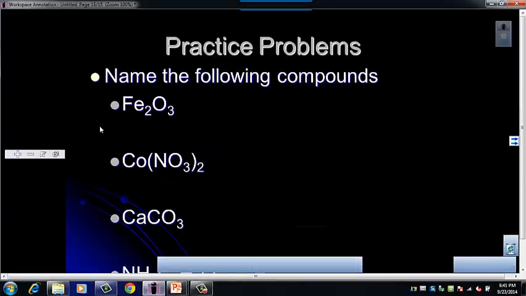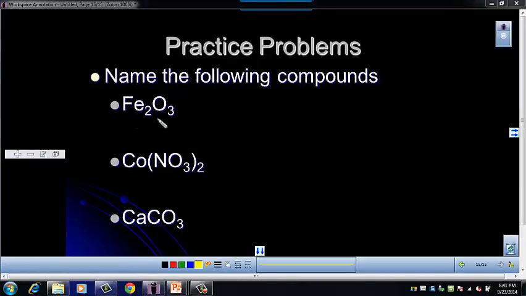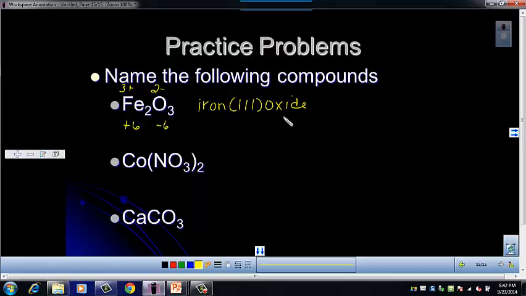So when you look at this, you see that we've got iron and we've got oxygen. Iron's a transition metal, so we don't know its charge. Oxygen has a 2 minus charge. So the overall negative charge here is going to be negative 6. So that means that our iron has to provide us with a positive 6 worth of charge. If I have 2 irons, think about what the charge should be. It should be 3 plus. So that's going to be iron(III) oxide. Don't forget to change the end of that to IDE.